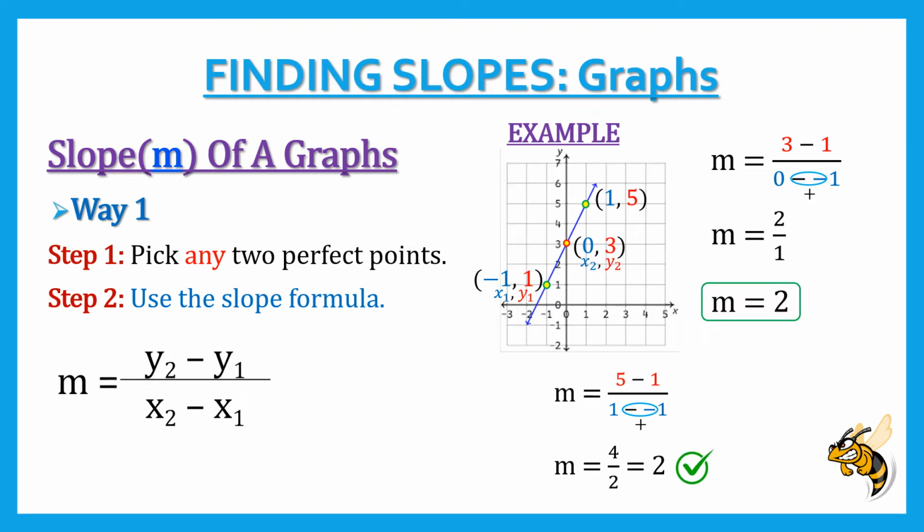So it doesn't matter which 2 points you choose as long as they are 2 perfect points in terms of an intersection. The reason why we're choosing 2 perfect points is because you don't want to pick a point that's not perfect, because then you have to do an estimate. And when you start to estimate something, it's no longer accurate.